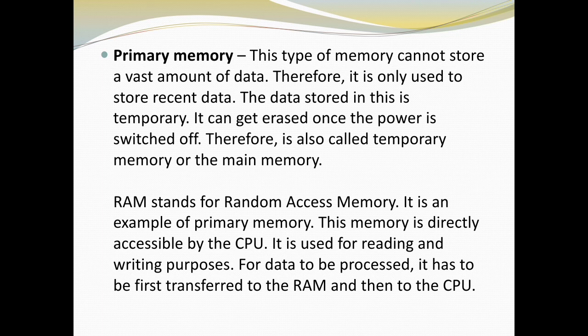So RAM is a type of primary memory. Here RAM is used to store data temporarily, so it cannot store data permanently. Whenever the power is switched off, whatever data is stored in RAM will be erased.